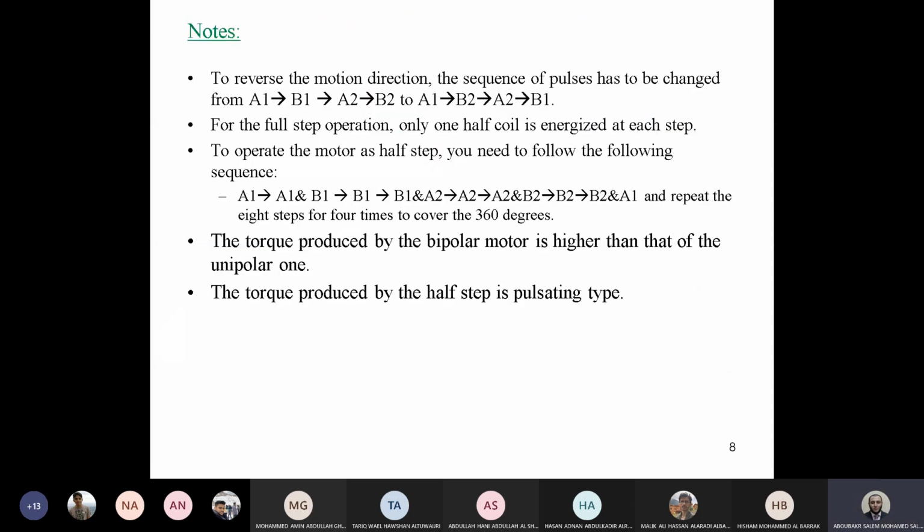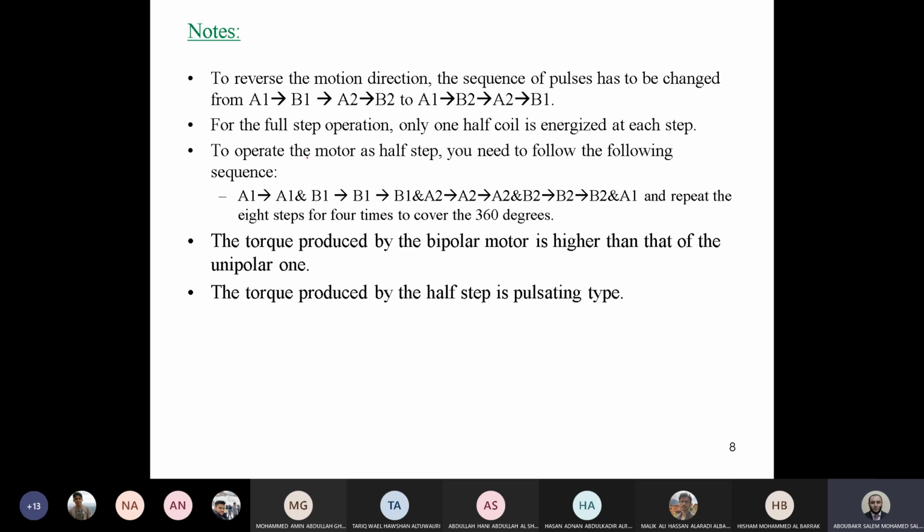Now, we have some notes regarding the operation, like what we made in variable reluctance. To reverse the motion direction, the sequence of pulses has to be changed from A1, B1, A2, B2 to A1, B2, A2, B1. This will be very clear from the table. If you reverse the sequence, you can rotate the motor in the opposite direction. For the full step operation, only one half coil is energized. Of course, this is for unipolar.